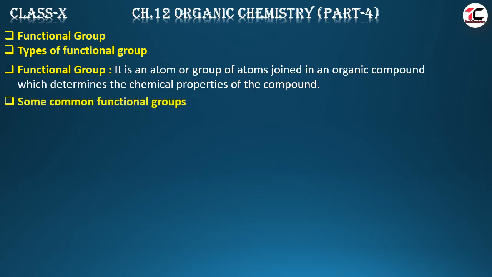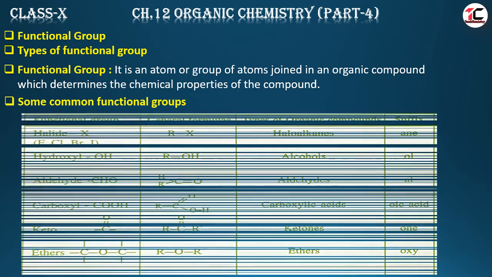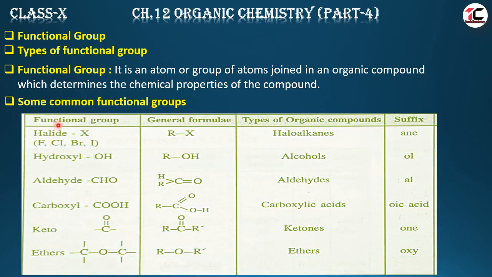Let us see some common functional groups in the table. Here are some functional groups with the general formula, types of organic compounds and the suffix that we use. The first one is the halide group. General formula is RX. Here R is the alkyl group and X is the halogens. The compounds that are formed are called the haloalkanes and the suffix used is ane. For the hydroxyl group, OH group, the general formula is ROH. The compounds are alcohols and the suffix used is ol.